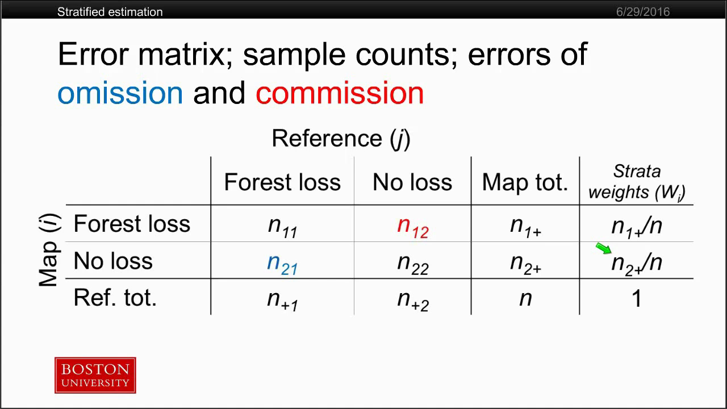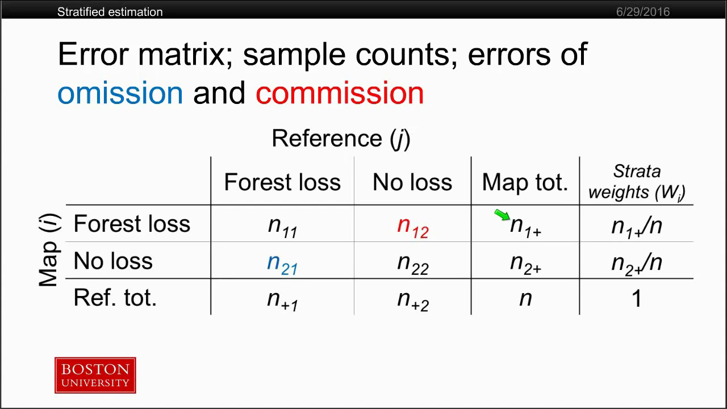Now, if this is a stratified sample, we can't really do much with these sample counts, because we then have a disproportionate number of sample units per strata. If this is only 2%, it might be that we get 20% of the sample units in this stratum here, for example. So we can't really use this to calculate accuracy measures.